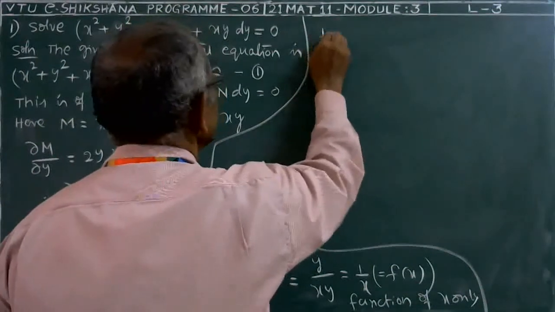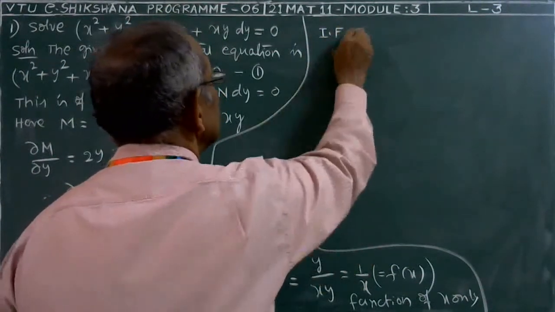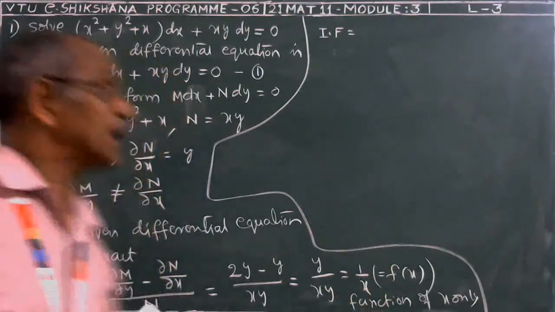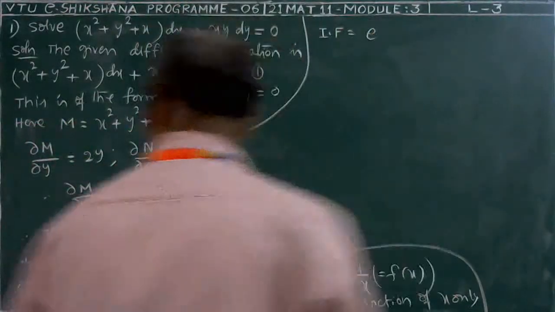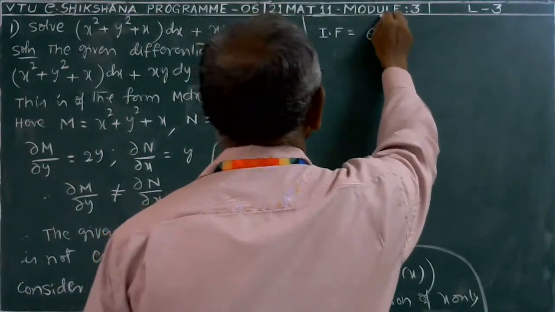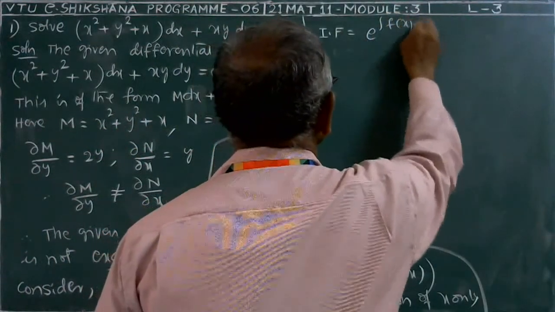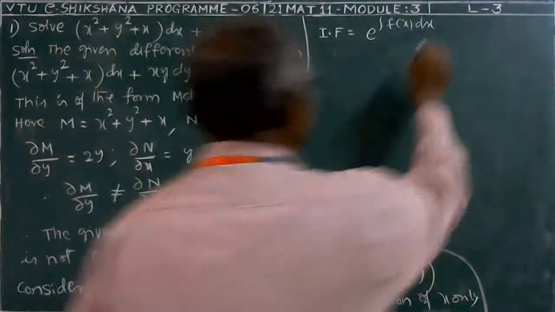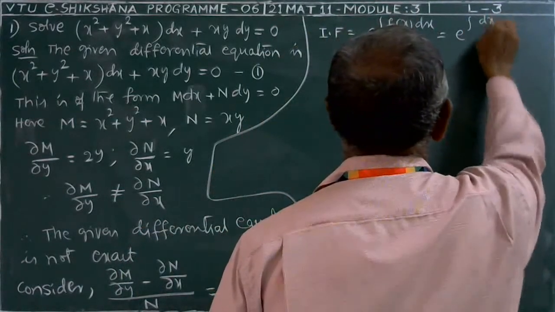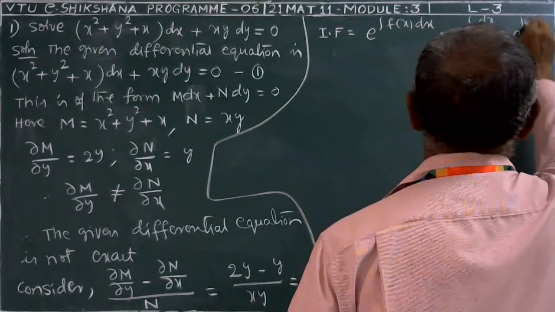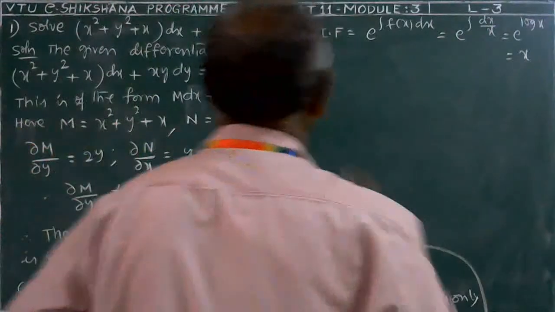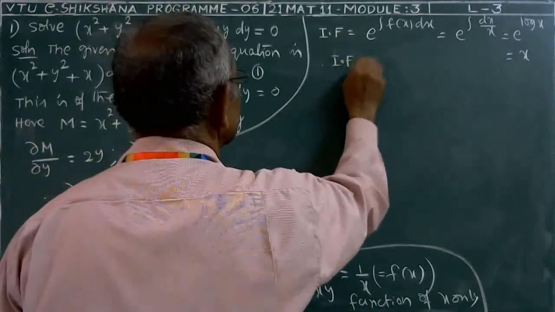Now, let me find out the integrating factor, because I am getting only a function of x, that is 1 by x. When the ratio (∂M/∂y minus ∂N/∂x) divided by N is a function of x, the integrating factor is e to the power integral f(x) dx. Now, I know f of x is 1 by x, so e to the power integral dx by x, that is e to the power log x, which is equal to x. So the integrating factor is x.